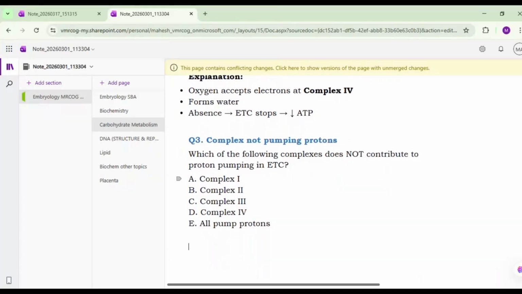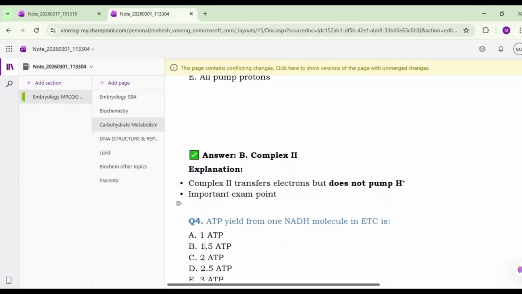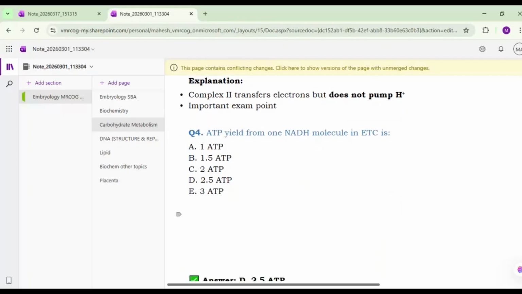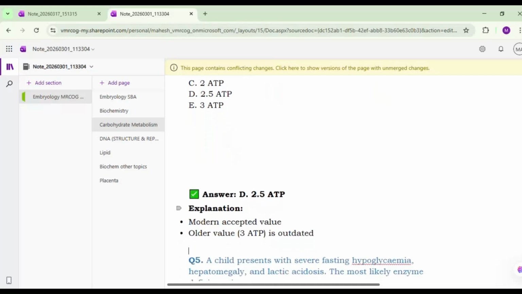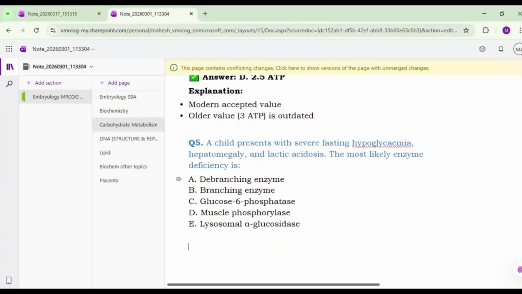Next. Complex not pumping protons. Which of the following complexes does not contribute to proton pumping in the ETC? Complex 2, option B. Complex 2 transfers electrons but does not pump protons. Okay. Next. ATP yield from one NADH molecule in the ETC is 1.5 ATP. How many? 2.5 ATP, sorry. Correct, option D. NADH is 2.5. This is the modern accepted value. Initially, they were calculating it as 3, and that is why the calculation was coming to a total of 38. Now they are saying 1 NADH is equal to 2.5 ATP, so the total is now 32 ATPs.